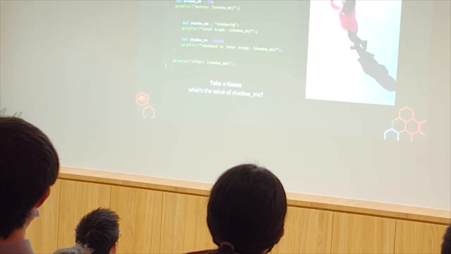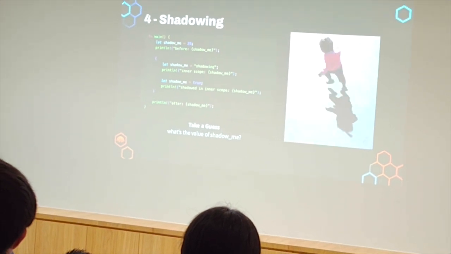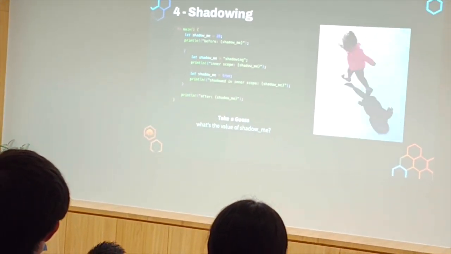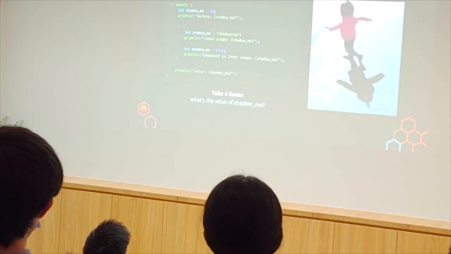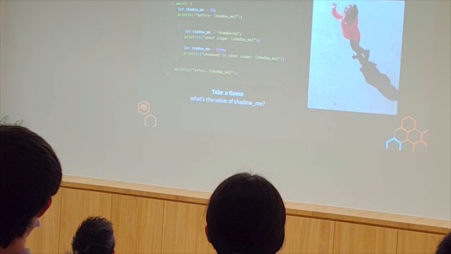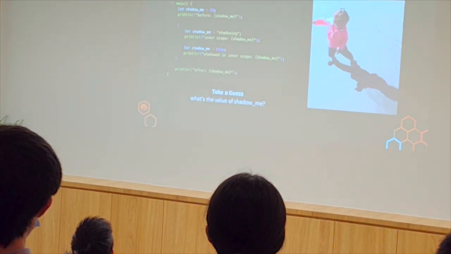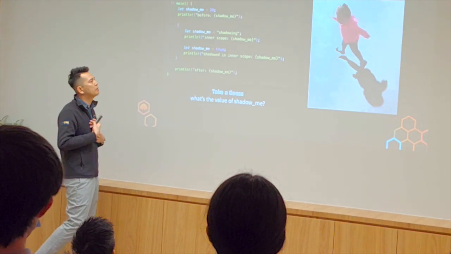Okay. Now, let me introduce one of the first advanced concepts, a very foundational concept called shadowing. Shadowing is actually quite an advanced concept, especially when you're learning Rust. When I was learning Rust, I got tripped up. Like, what's going on? Shadowing is actually a very advanced concept. It's what we call variable shadowing.